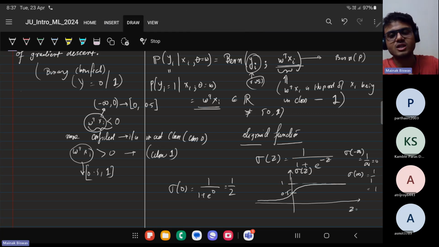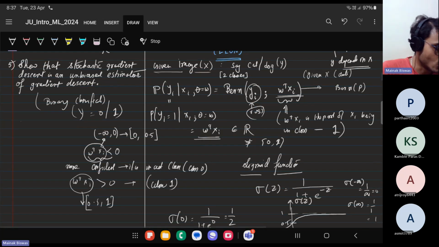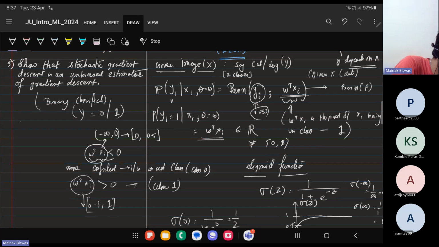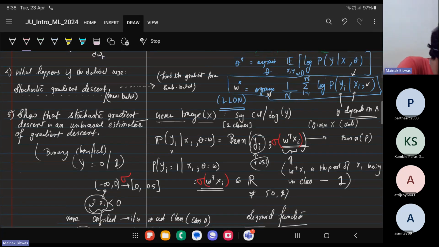Is this okay? Now, if I just pass W transpose X through this sigmoid function, I will be done, right? Is it clear to everyone? Yes. So I'm going to put sigma everywhere. So this is my probability. Any doubt? I'll pass minus infinity to 0 through sigma and I'll get 0 to 0.5. Now I will put this back. So I know the probability now.